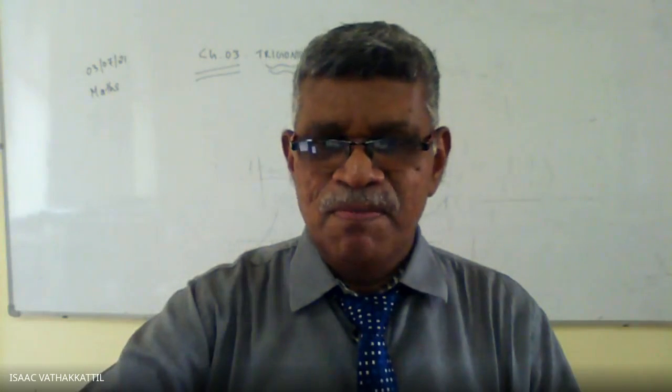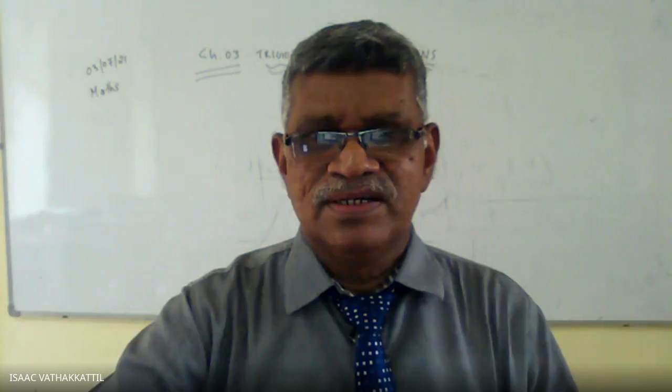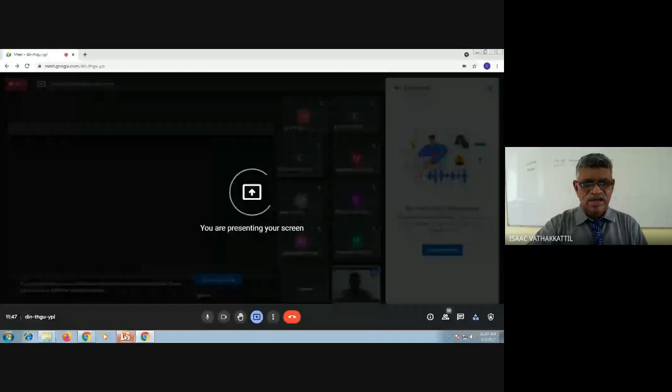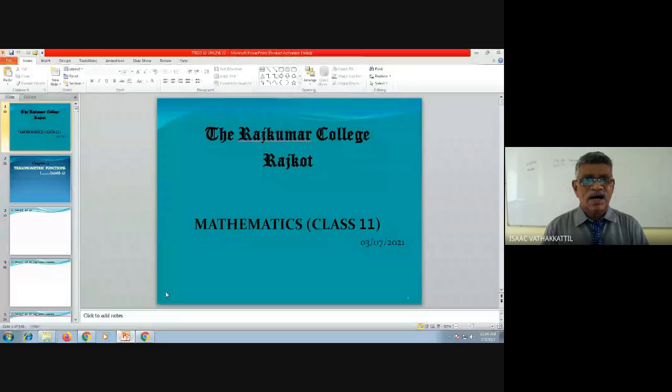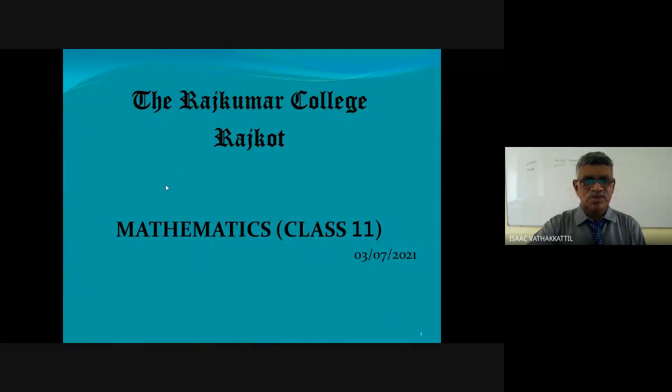There are two types of measurements of angle: degree measure and radian measure. I hope you remember how we convert from one measure to another. Shall we proceed? We go with exercising some kind of questions like that.